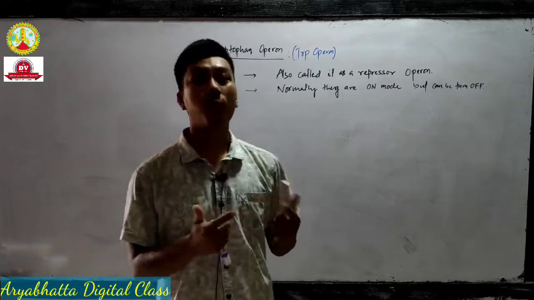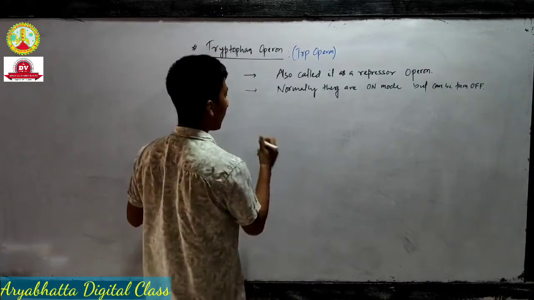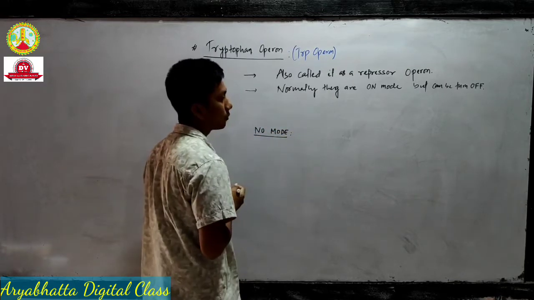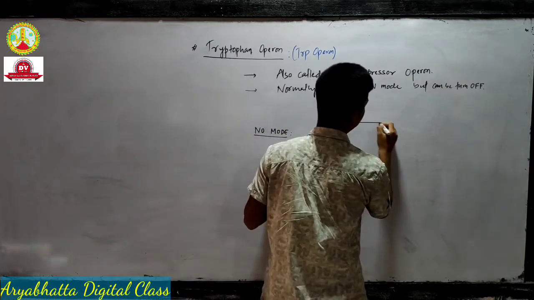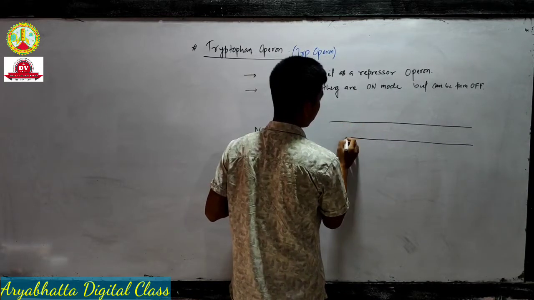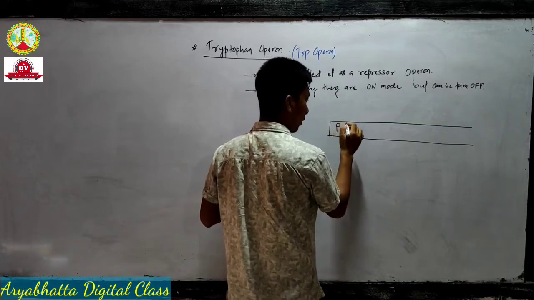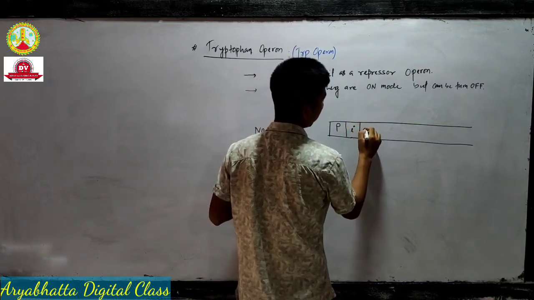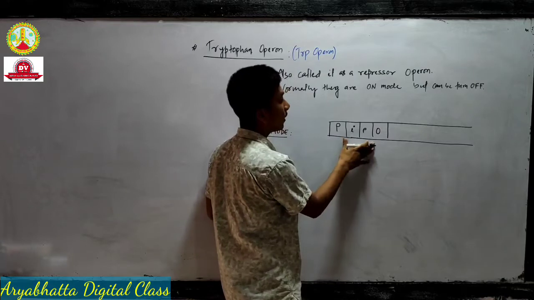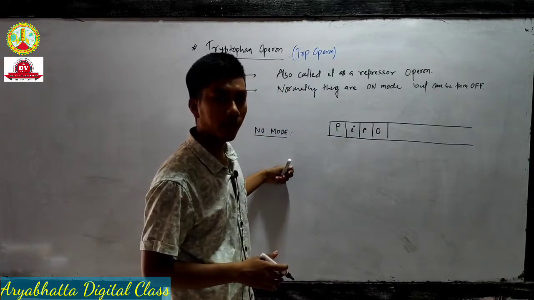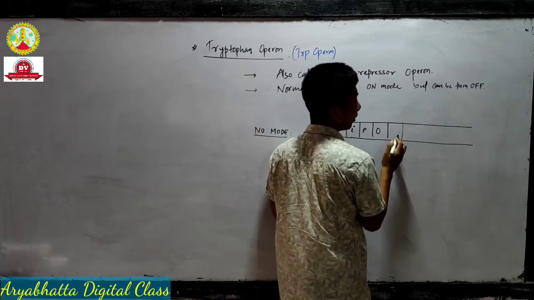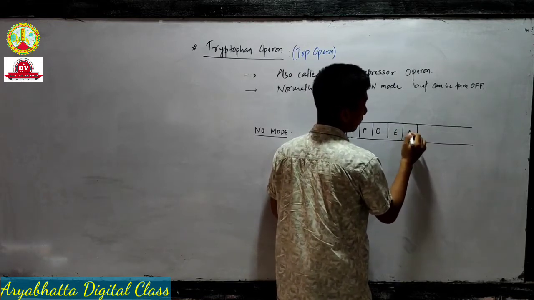Okay, so let's discuss the process. When they are in on mode, they have a gene. It contains the promoter gene, inhibitor gene, promoter gene, operator gene. Then they contain, say, P, I, P, O, a regulatory gene. I have said it in an earlier class. Then they contain structural genes E, D.